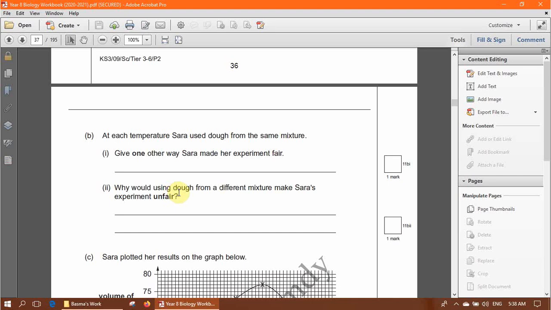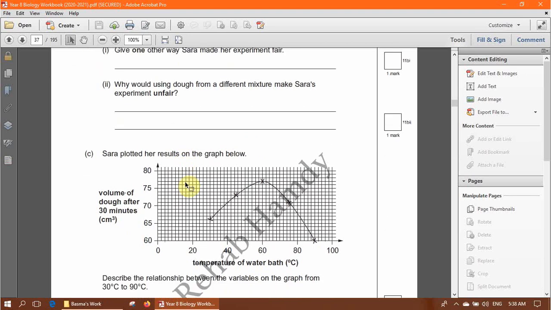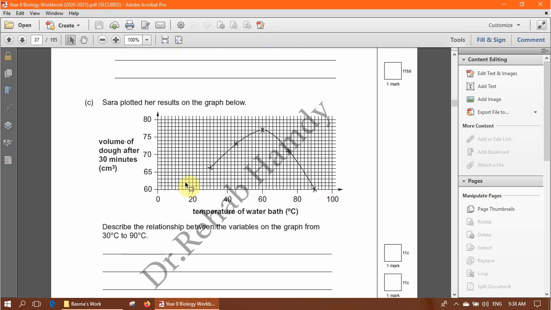Why would using dough from a different mixture make the experiment unfair? Because different dough might rise differently, and different doughs would contain different amounts of ingredients like yeast or sugar or flour or water, so the test will not be fair. I have to use the same dough so that the rise will be the same and it will contain the same ingredients.